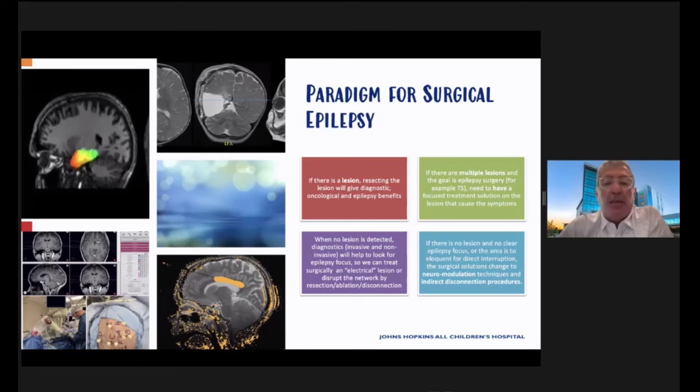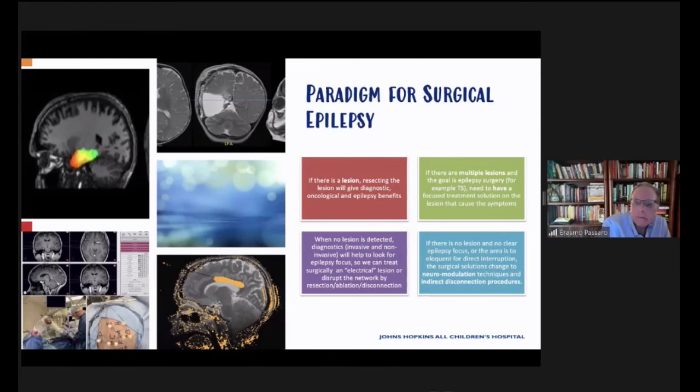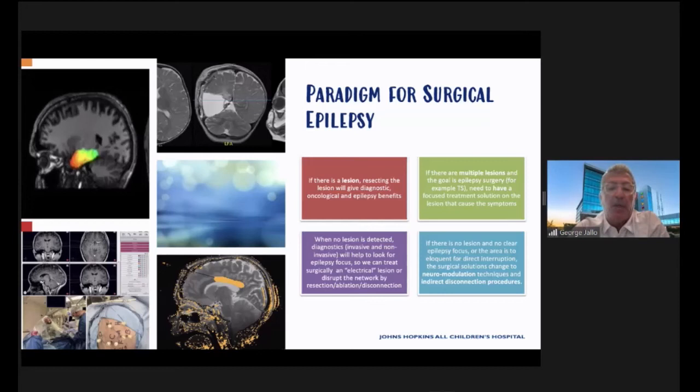And when there's no lesion detected diagnostically, whether invasive or non-invasive, it'll help try to identify the epileptogenic network, and hopefully we can treat the surgical electrical lesion and disrupt the network, whether it be a resection, ablation, or a disconnection. And if there's no lesion, no clear focus or network, there are options such as neuromodulation or indirect disconnection methods.